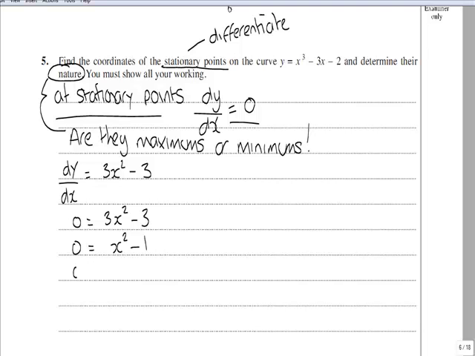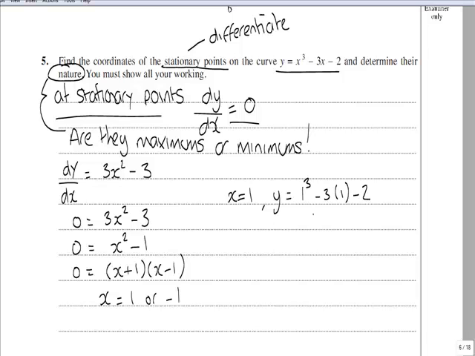Little cheeky one here, difference of two squares, x plus 1, x minus 1, for those of you who remember, and therefore x can take the value of 1 or minus 1. Now it says it wants the coordinates, so some people forget to work out the y value. So when x is 1, subbing back into our original function of the curve, y will be 1 cubed minus 3 lots of 1 minus 2, which is 1 minus 3 minus 2, which is minus 4. So we've got 1, minus 4.